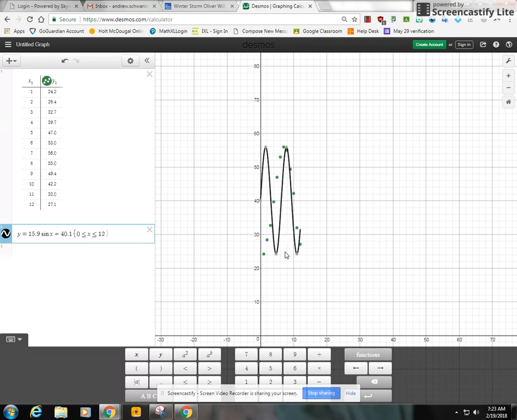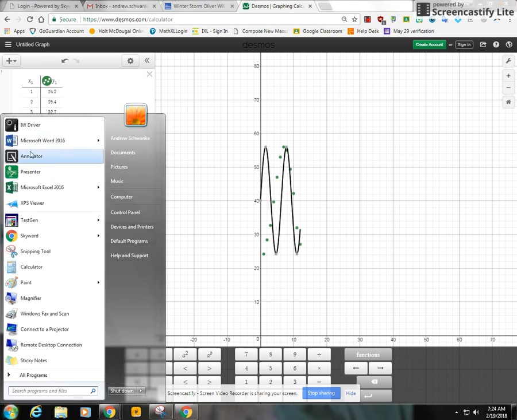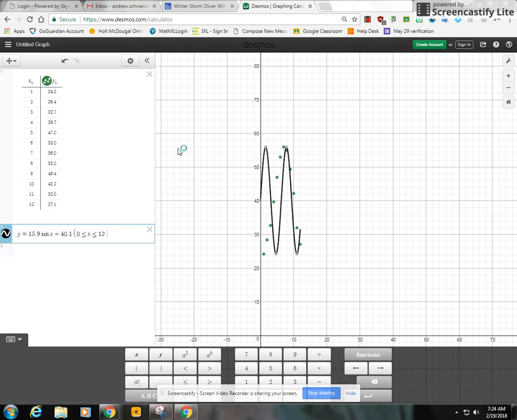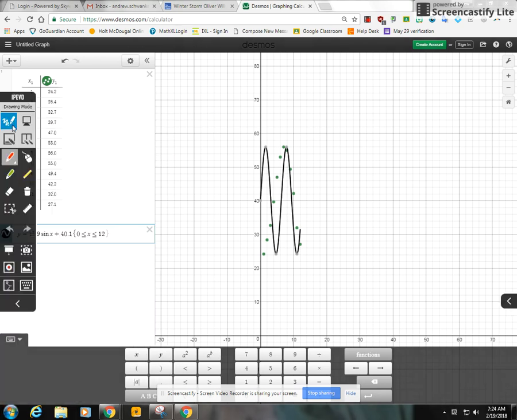Now, the next thing we need to do is realize that from here to here is one period. But it looks like so far we have almost two whole periods happening here. So we need to figure out the number that goes in front of the x, omega, for the period. Here's how we're going to do that. We're going to remember that the period is equal to 2 pi over omega.